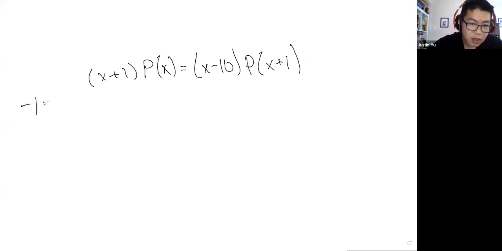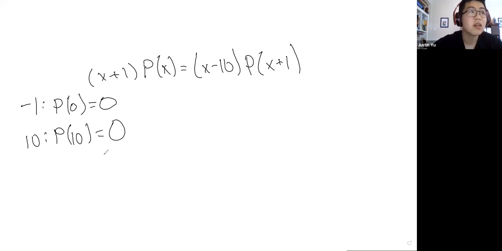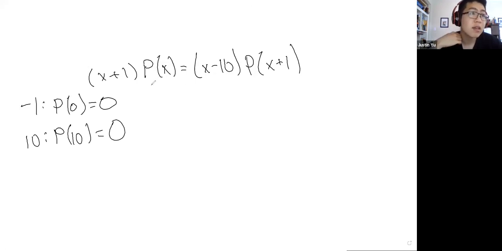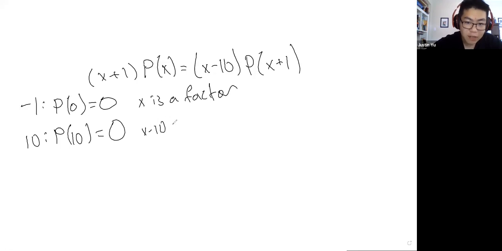Let's plug in -1. We get this side is 0. That's a good instinct. Then we get that p of 0 is equal to 0. We plug in 10. We get this side is 0, and p of 10 is equal to 0. Nice. The question is, we're solving for p of x. And remember, p of x is a polynomial, so we see that we have factors. We actually have two factors as a result of this. x is a factor, and x minus 10 is a factor.